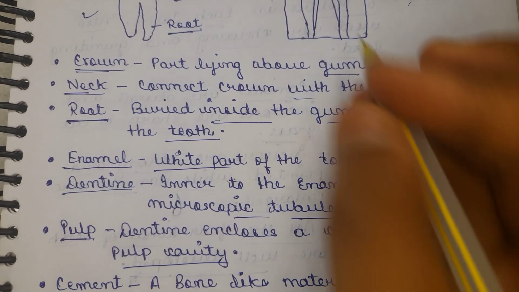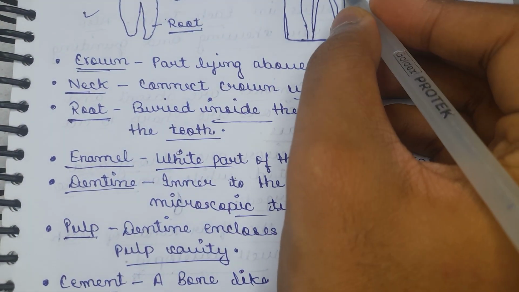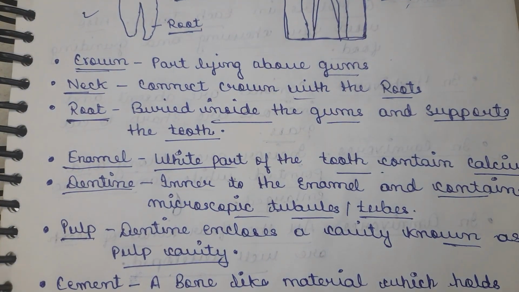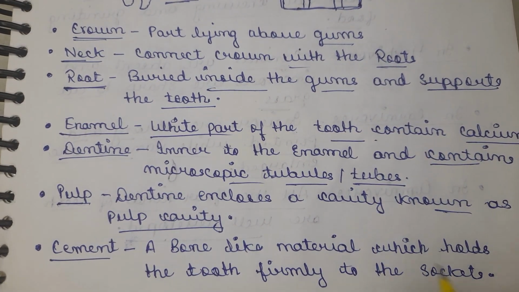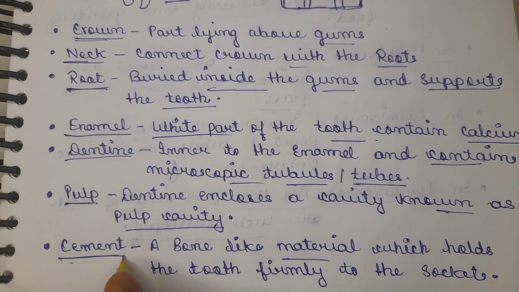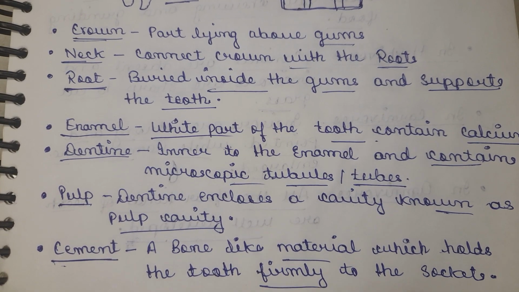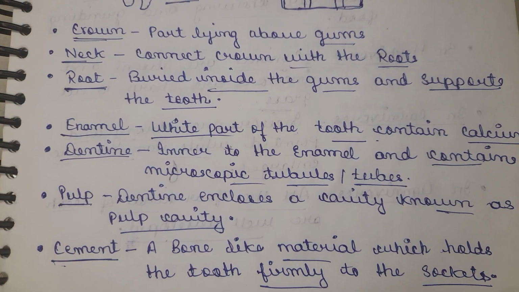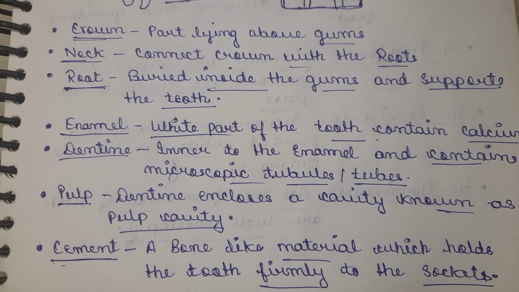Now at last, there is the supportive part, that is the cement, which holds the whole structure of the tooth. At the root of the tooth is a bone like material, and this bone like material is known by the term cement, which holds the tooth firmly to the sockets. So the function of this cement is basically to hold the whole structure of the tooth.